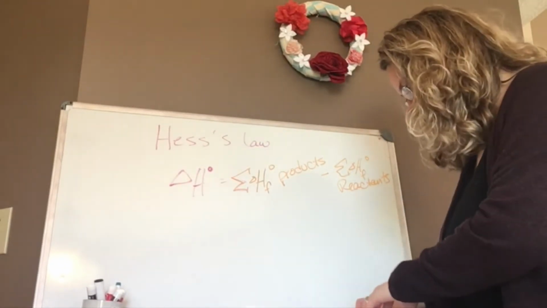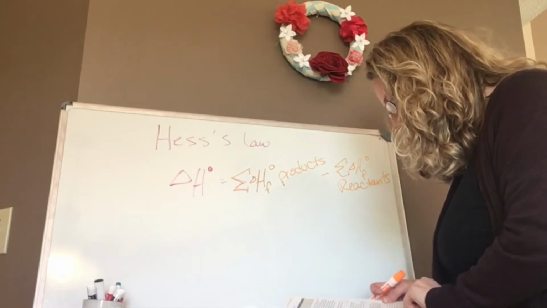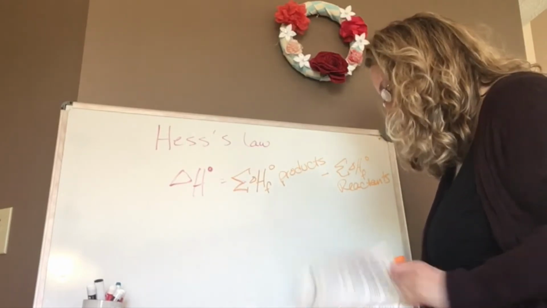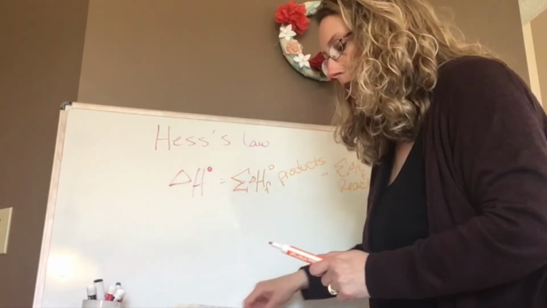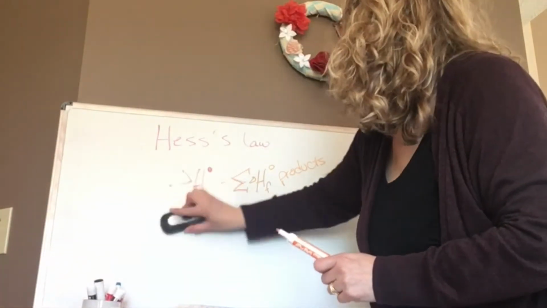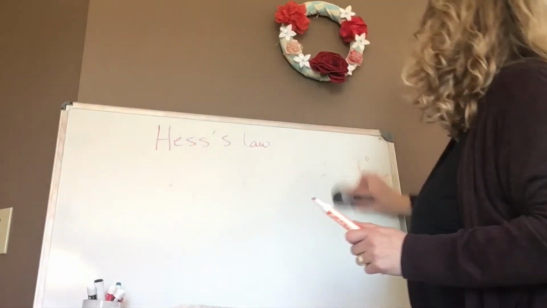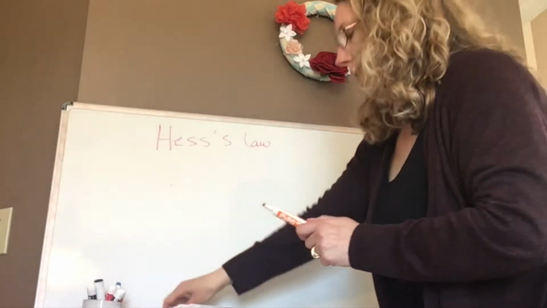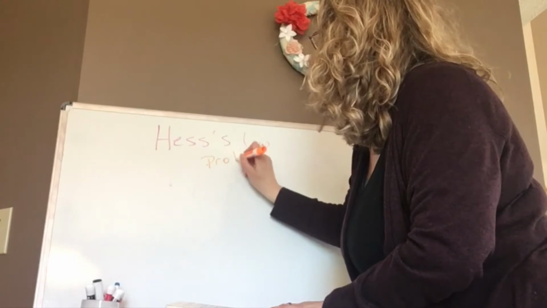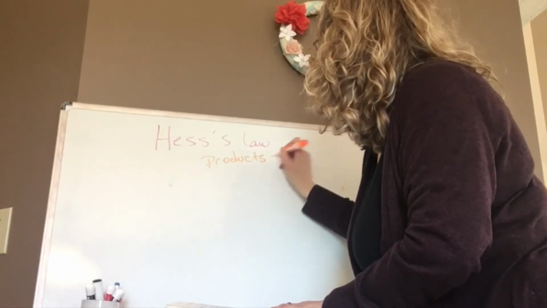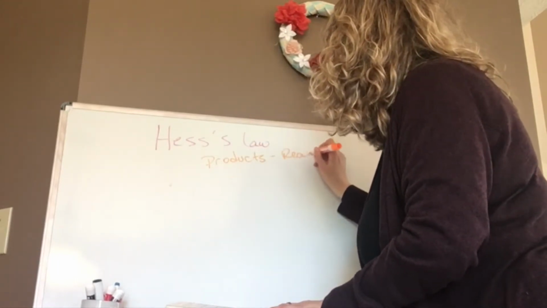The standard enthalpy of formation of an element in its elemental form is 0. So let's do example 13.3 on page 432. Again, we're going to add up all the products and subtract all the reactants. So now we're using Hess's law, and we're doing products minus reactants.